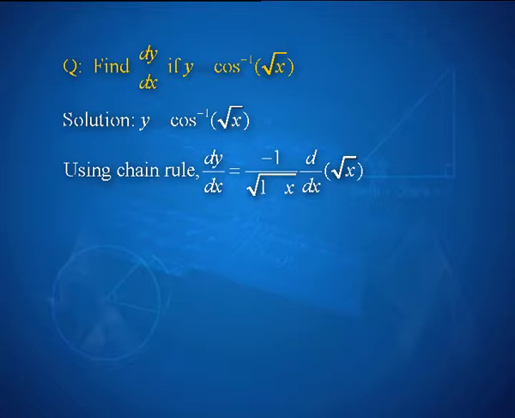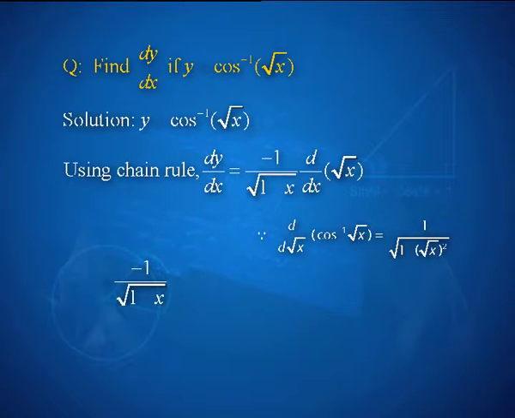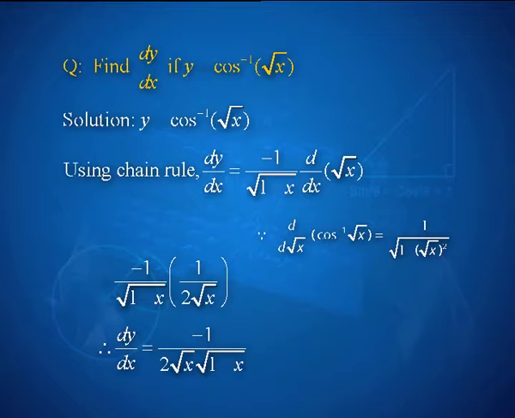What happened in between? The derivative of cos inverse root x with respect to root x, by the formula, would be minus 1 by root of 1 minus root x whole square. Isn't that so? That simplifies to minus 1 by under root 1 minus x. And what is the derivative of root x? Nothing but 1 by 2 root x. That gives you the derivative of y with respect to x as minus 1 by 2 root x into root of 1 minus x. Let us take another question.